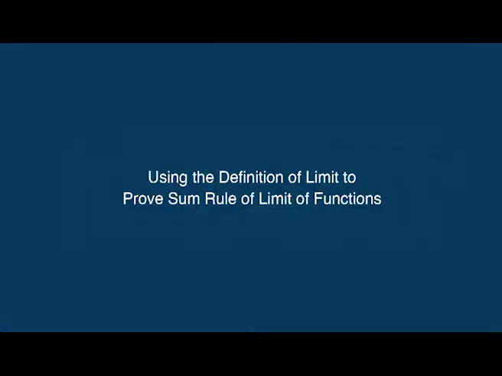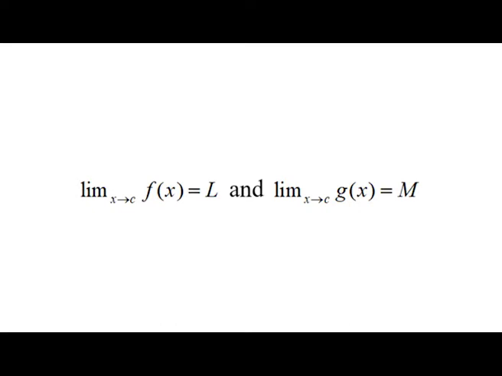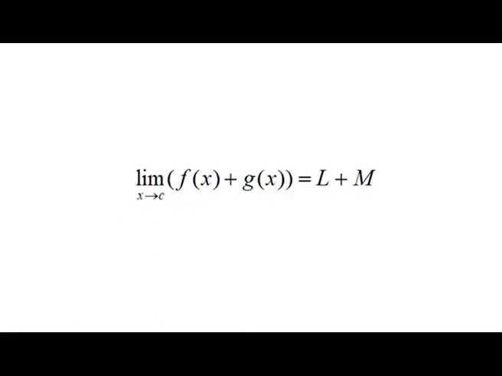Using the definition of limit to prove the sum rule of limit of functions. We now prove the sum rule for the limit of a sum of functions mentioned in the previous session. That is, given that the limit of f(x) as x approaches c is L and the limit of g(x) as x approaches c is M, we have to prove that the limit of f(x) + g(x) as x approaches c is L + M. Let epsilon greater than 0 be given.